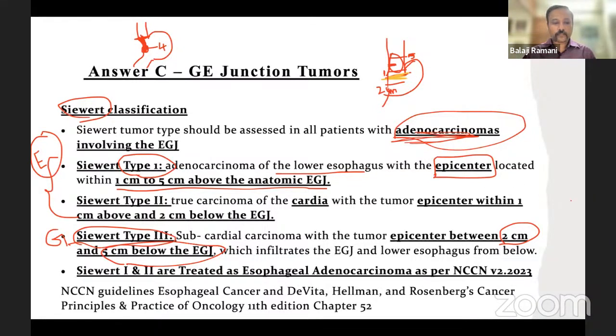The Sievert's classification, what are the types, how it is done, all this comes up repeatedly. So let there be no confusion about the management of GE junction tumors according to the Sievert classification. I think DeVita mentioned at one place that type 1 is treated like esophageal and 2 and 3 are classified as gastric. No, it is not true. Follow NCCN. Type 1 and type 2 are managed as esophageal types, whereas type 3 is going to be managed like a gastric type of adenocarcinoma.